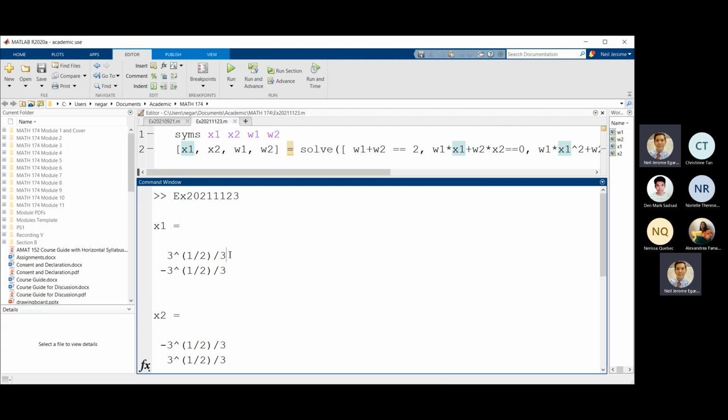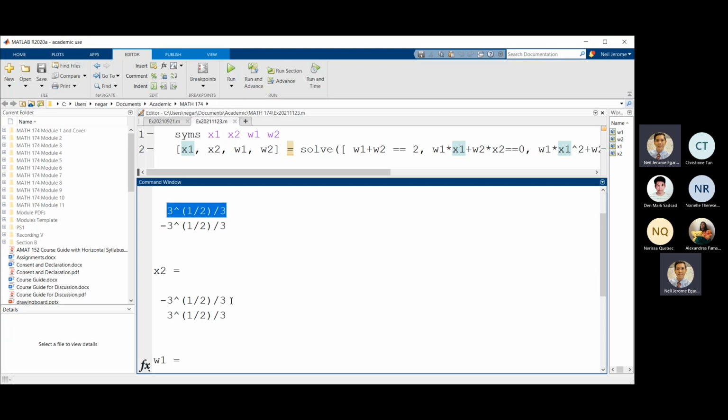So yung unang X1 ay si square root of 3 over 3. Ang kapartner niya na X2 ay si negative square root of 3 over 3. Yung associated weight para kay X1 ay 1. Yung associated weight para kay W2 ay 1 din.